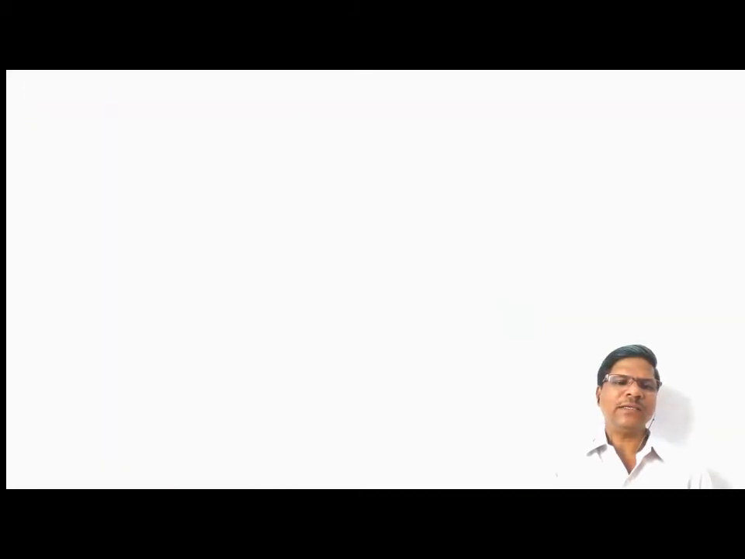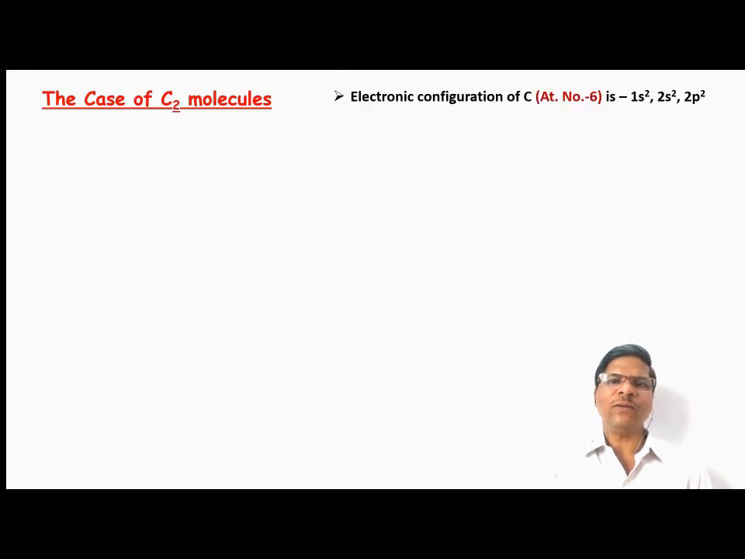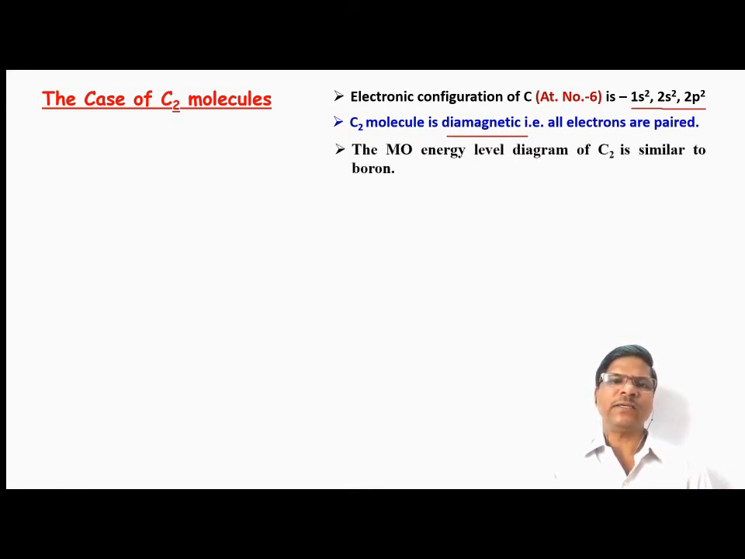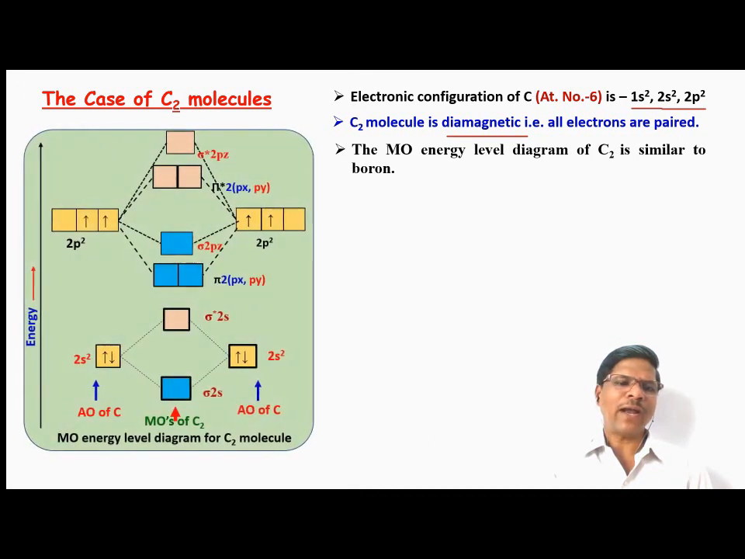The second case is the C2 molecule. Okay, the electronic configuration of carbon is 1s2, 2s2, 2p2. So ultimately 2s and 2p atomic orbitals will take part in the bonding. And what we know is that the C2 molecule is diamagnetic in nature. So it consists of all electrons in the paired state. The molecular orbital energy level diagram is similar to boron. Okay, so this is the molecular orbital energy level diagram.